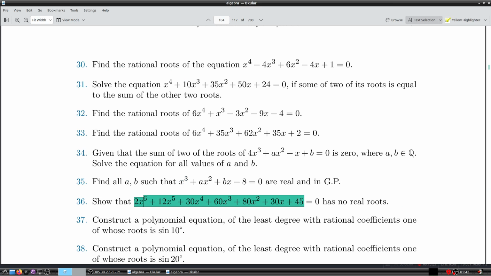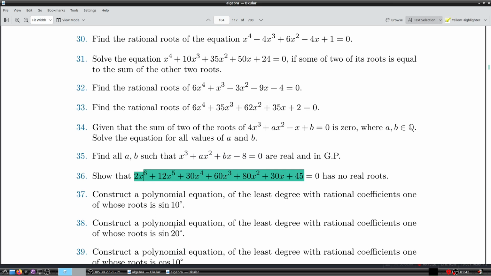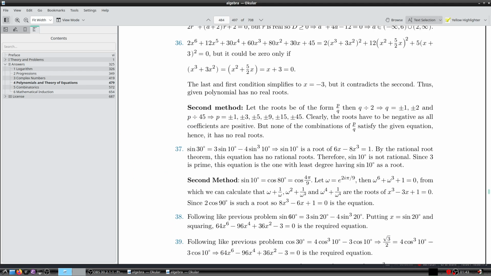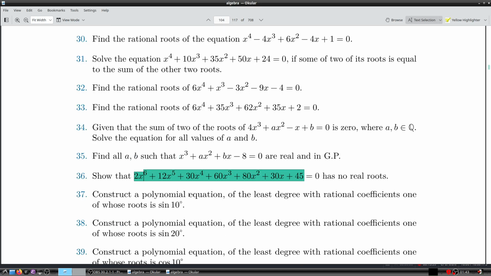And then we move on to the next question, question 38. Construct a polynomial equation of the least degree with rational coefficients, one of whose roots is sine 20 degree. This is a similar problem. We have sine 60 degree is equal to 3 sine 20 degree minus 4 sine cube 20 degree. And then we put x is equal to sine 20 degree, sine 60 degree is root 3 by 2. So you do the squaring. And so the equation becomes 16x to the power 6 minus 96x to the power 4 plus 36x square minus 3 is equal to 0.